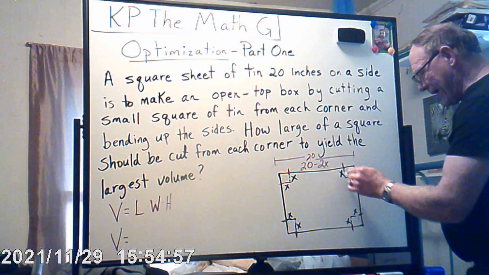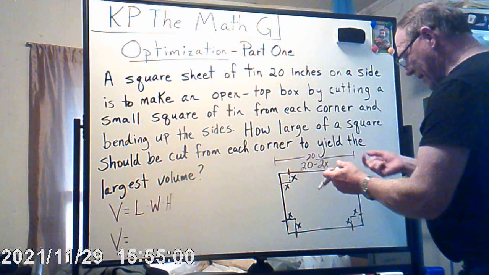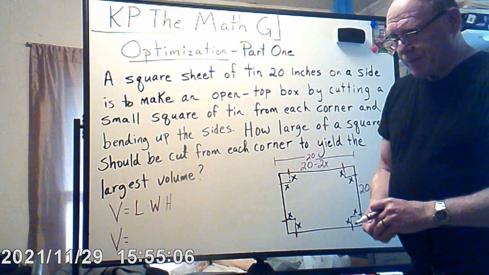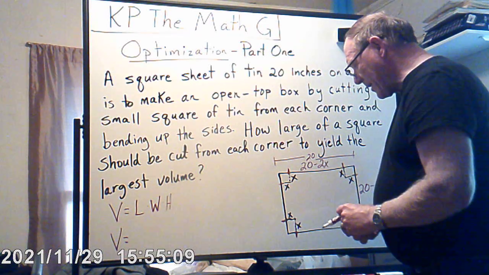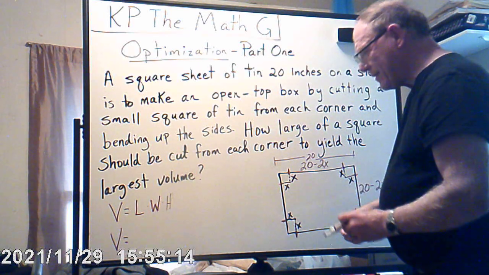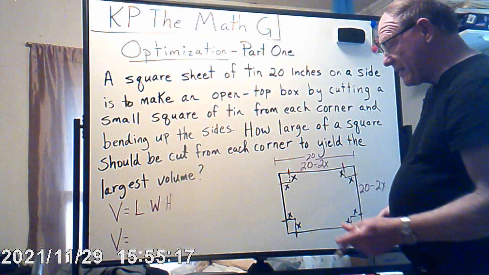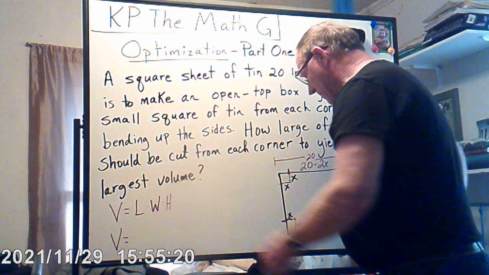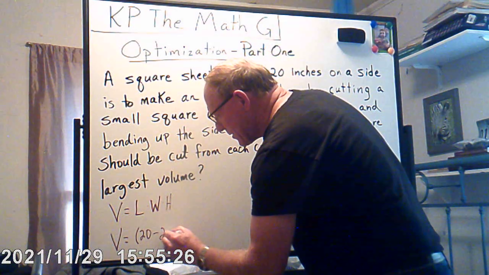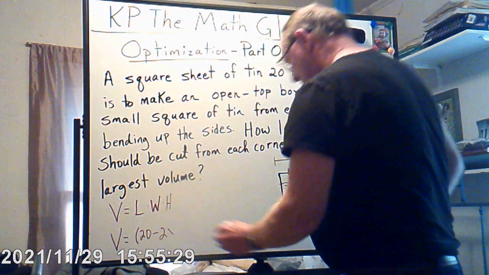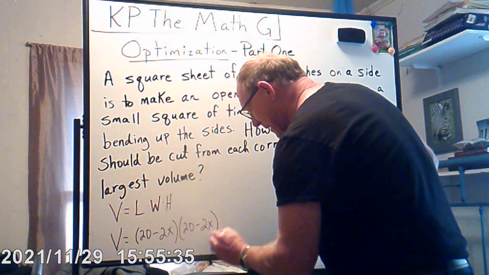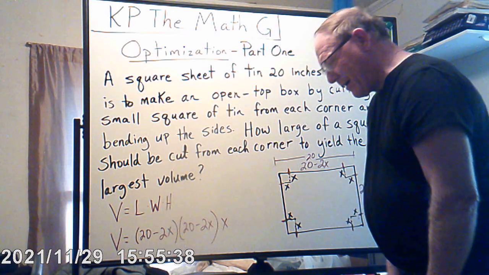We know that the height, h, is going to be x, because once it's bent up, it's x inches. So that's what we have: length, width, and height is x. Here's how it's normally set up. Since we're dealing with length and width, both of these are 20 minus 2x, times 20 minus 2x, and then of course times the height, and there it is.